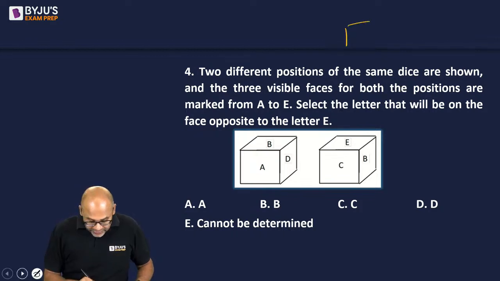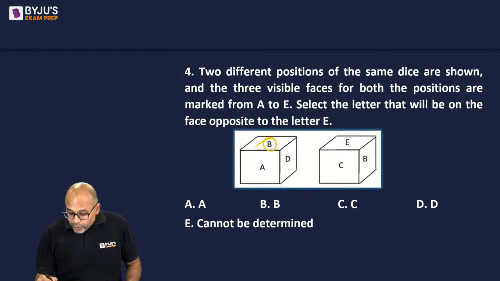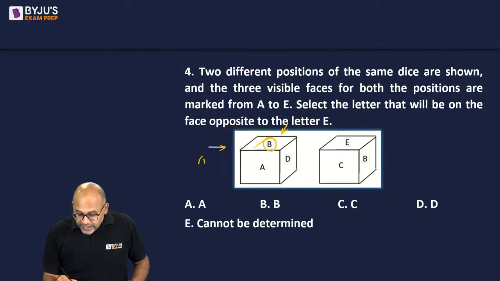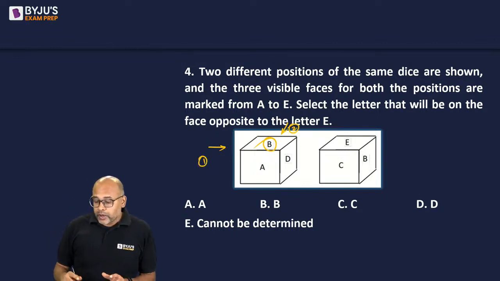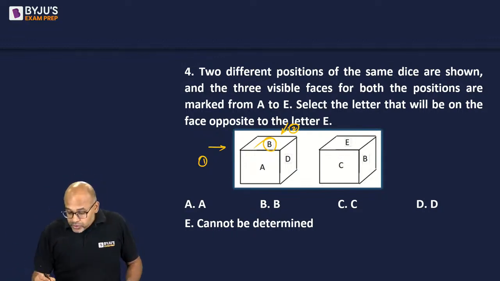So if you take this base, you have B here. Now there are two adjacent sides to B. So if you call this side 1, if you call this side 2, now side 1 should be which letter, side 2 should be which letter. So if you start from B here, side 1 should be C, side 2 should be E.